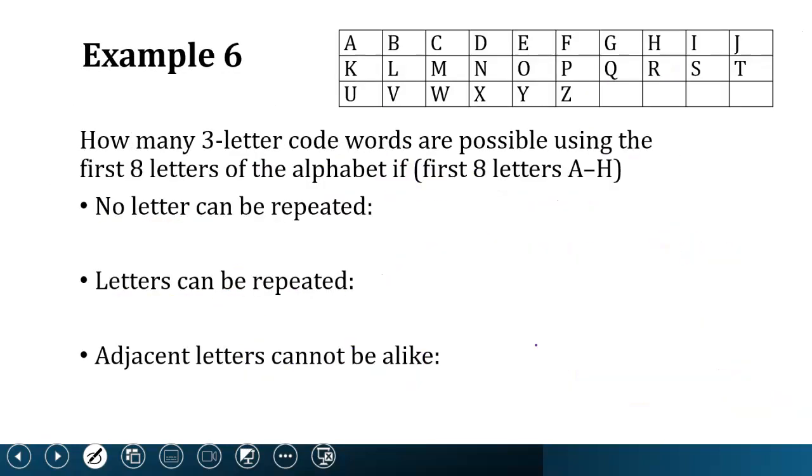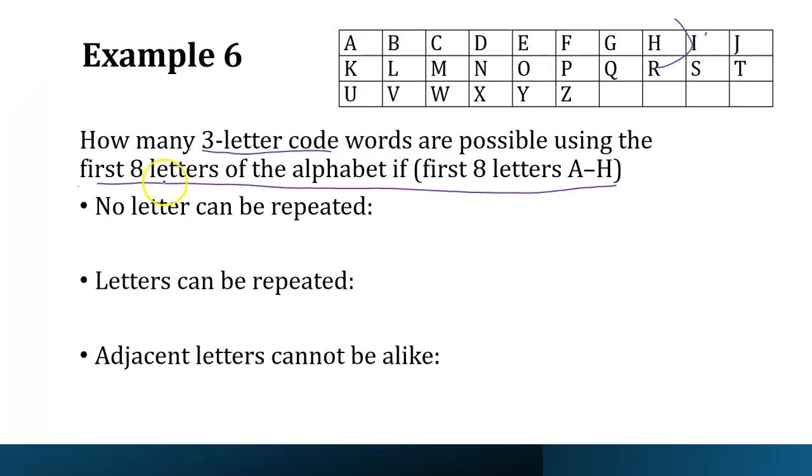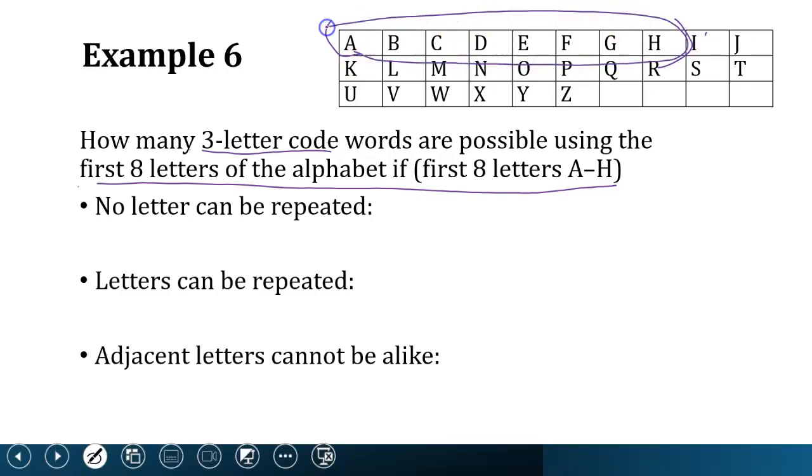All right, so let's look at problem number 6. How many 3-letter codes are possible if we're only using the 8 letters of the alphabet, A through H? So that means I'm only using these top ones, A through H. All right, so it's a 3-letter code. So I have my 3 digits, the first 8 letters. No letter can be repeated.